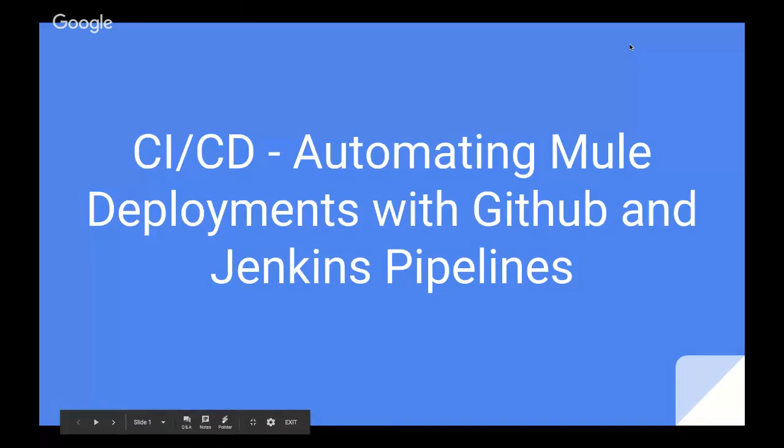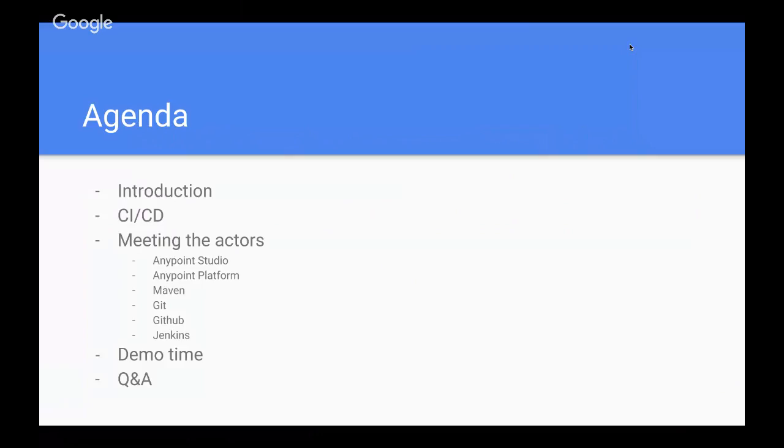All right. So the title for this meetup is automating Mule deployments with GitHub and Jenkins pipelines. And this is the agenda we have for today. We will have a brief introduction. We will discuss some things about CI and CD, and we will be talking about the tools that we need to use to implement these pipelines. We will also have a demo time. This is very important and very exciting for me because we will see this pipeline in action. And we will also have some time for Q&A.